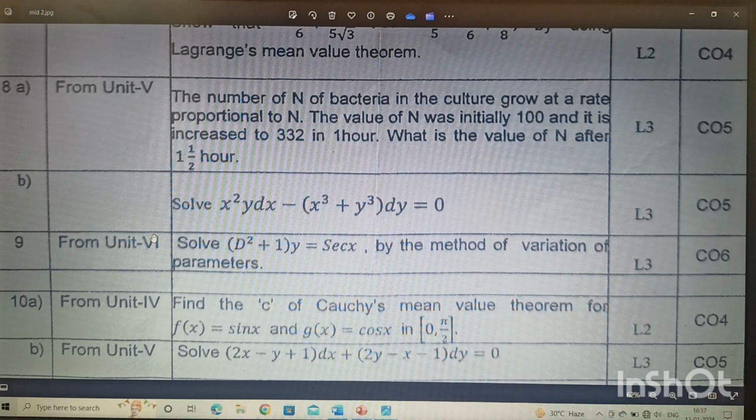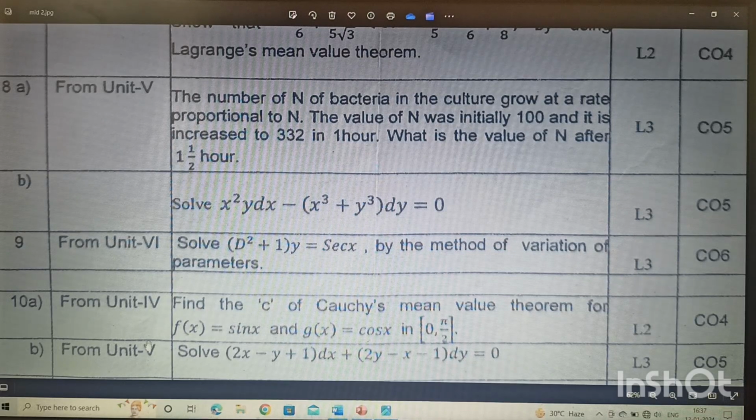Next one, 10th question from unit 4: find the C of Cauchy's mean value theorem for f of x is equal to sin x and g of x is equal to cos x. This is also a guarantee question from Cauchy's mean value theorem, finding the C of Cauchy's theorem. Okay? This is also important.